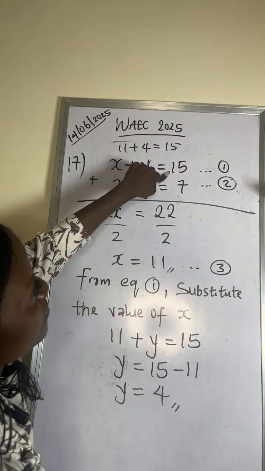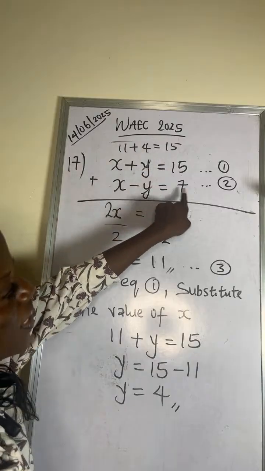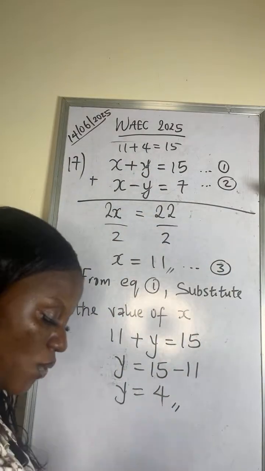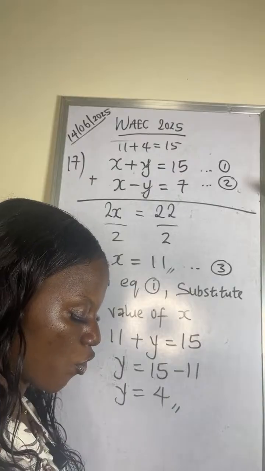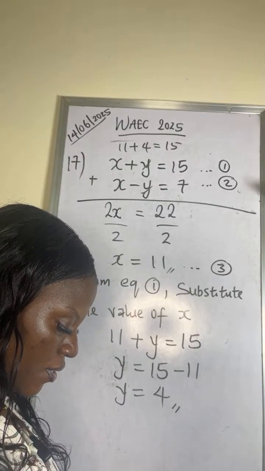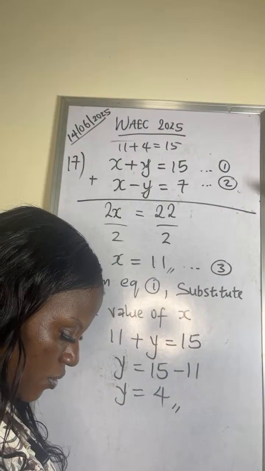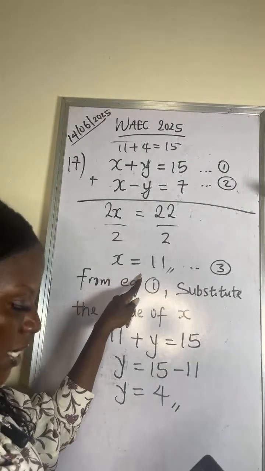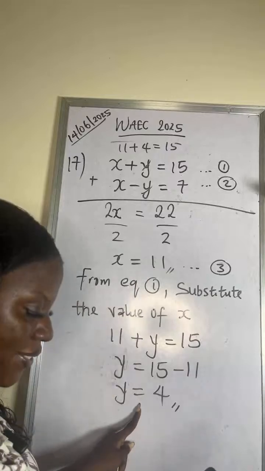15, right? And 11 minus 4 is what? 7. So our values for x and y are most definitely correct. So what option is that? Let's check. Option A says x is 11, y is 4.